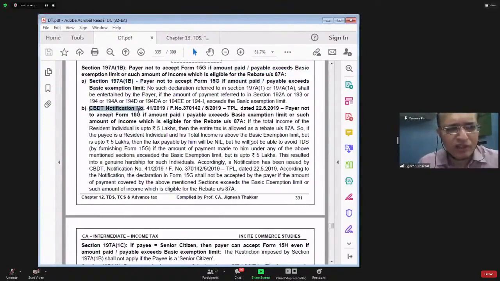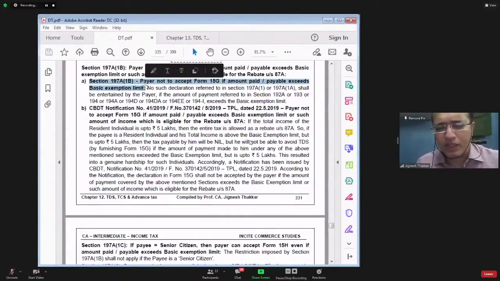CBDT has clarified by notification number 41 of 2019 that payers should not accept form 15G if the amount paid or payable exceeds the basic exemption limit or such amount of income eligible for rebate under section 87A. This rebate point was inserted in the notification. The Act doesn't mention anything about rebate. The Act mentions that if the income is less than the basic exemption limit, then the payee can submit form number 15G, 15H to the payer, and the payer should stop deducting TDS. This rebate point was inserted only by the CBDT notification.